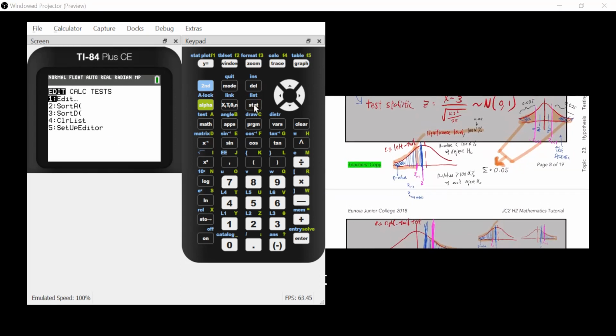And calculator. Now I want to calculate the critical value. So how do I do that? Go to second distribution. Go to inverse norm. It's just inverse norm to get the x-axis value, the x coordinate, the z value. You just have to take the inverse norm of what area in this case? It is 0.025.